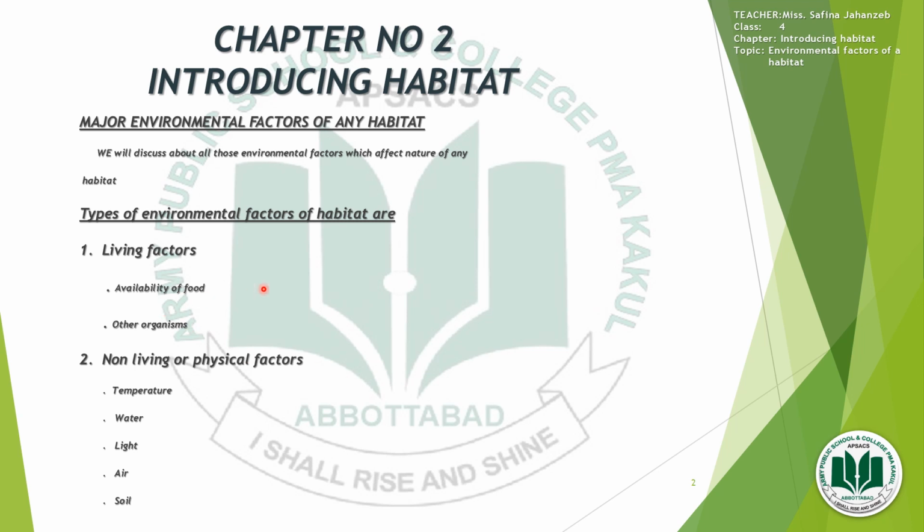Students, in living factors, we will discuss the availability of food and the presence of other organisms. In non-living or physical factors, first of all, we will read about temperature, water, then we will discuss light, air, and in the last, we will briefly learn about the nature of any soil.